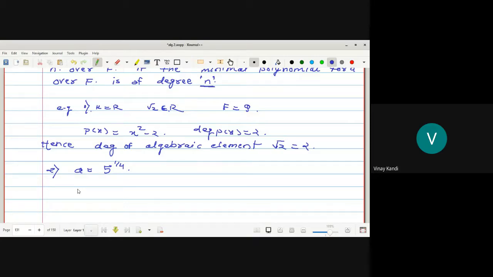Find out the degree of this algebraic element. A is equal to square root of 1 plus square root of 3. Find out. Are you doing it? Find out.